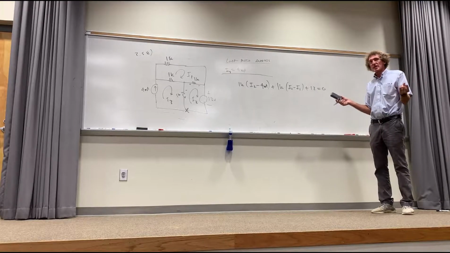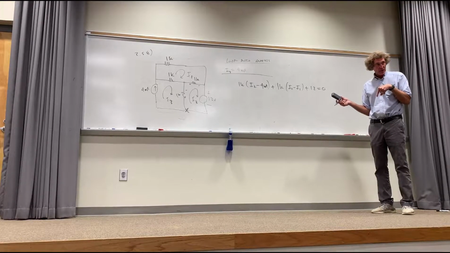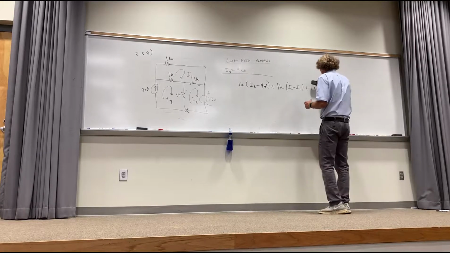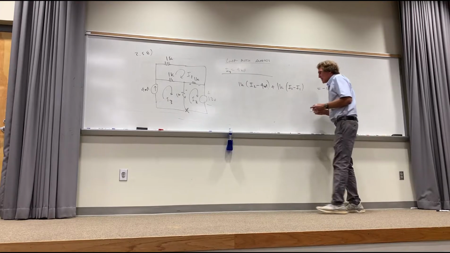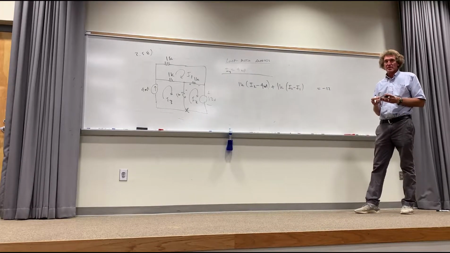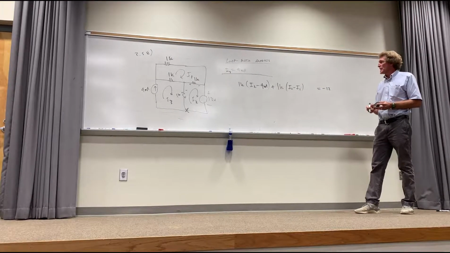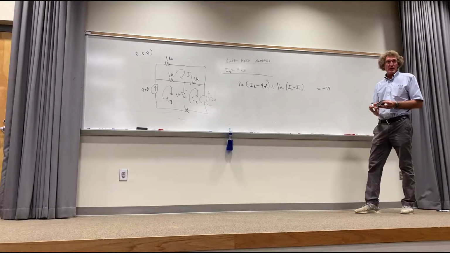Now the next thing I'm going to do is take the 12 to the other side. Agreed, class? 12 to the other side makes that negative on the other side. No magic here. Now the next thing I'm going to do is divide by 1,000, or divide by K.